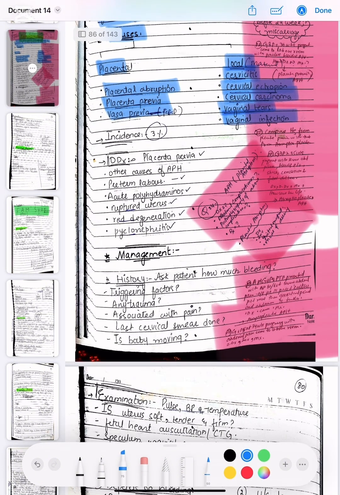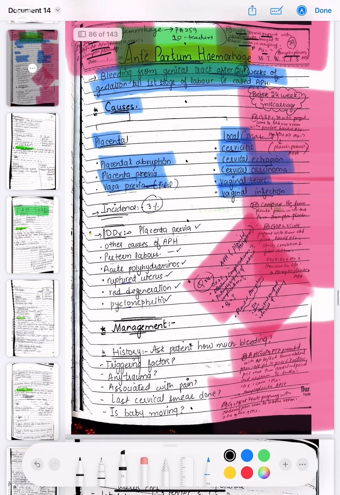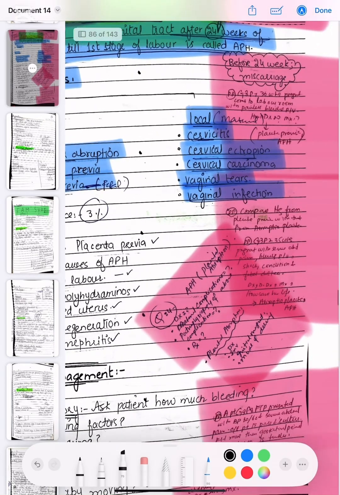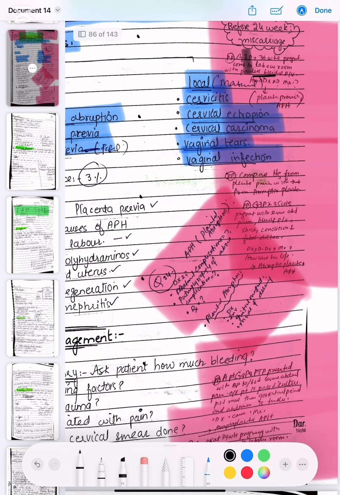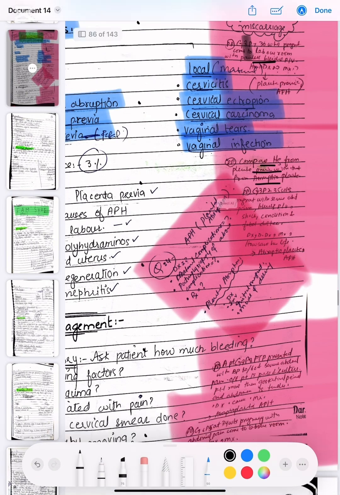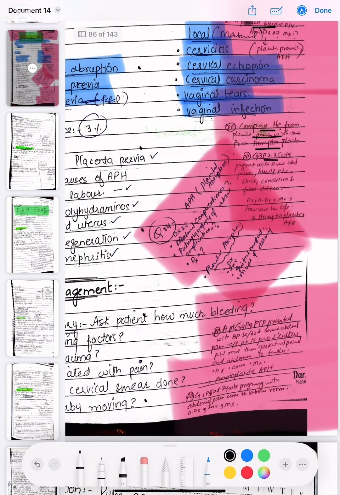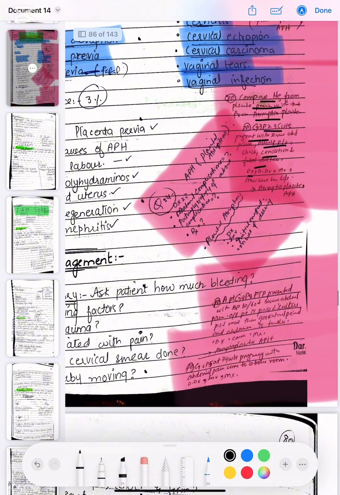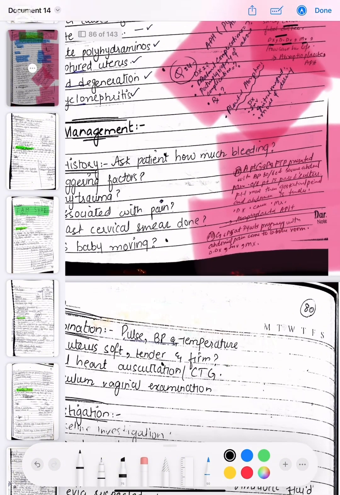Okay, APH is a very important topic. There are a lot of scenarios that are repeated in the past papers, and there are the same questions: there is a G8 P7, 36 weeks pregnant and bleeding PV. Here it is asked to compare the hemorrhage from placenta previa with that from abruptio placenta. And here is a G3 P2, 35 weeks pregnant with severe abdominal pain, bleeding PV, shock condition and fetal distress. So what is the diagnosis, the differential diagnosis and the management?